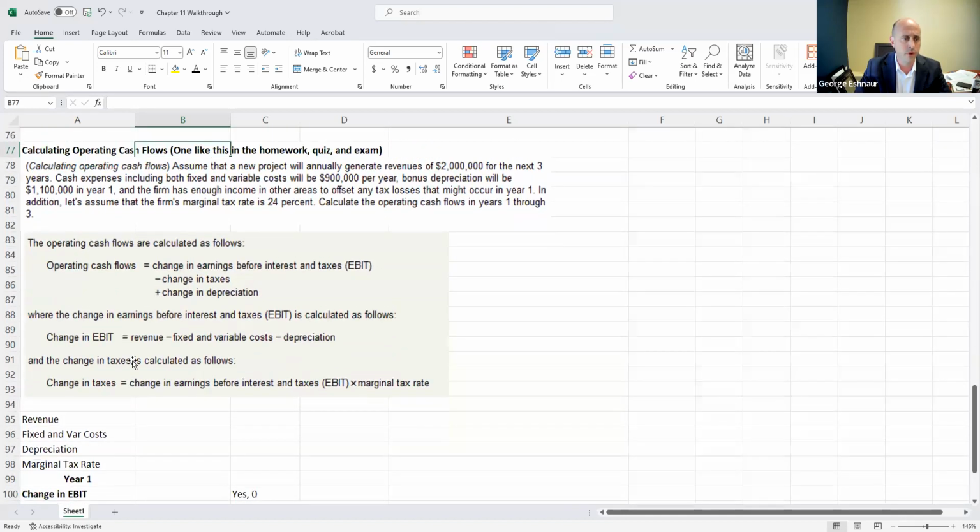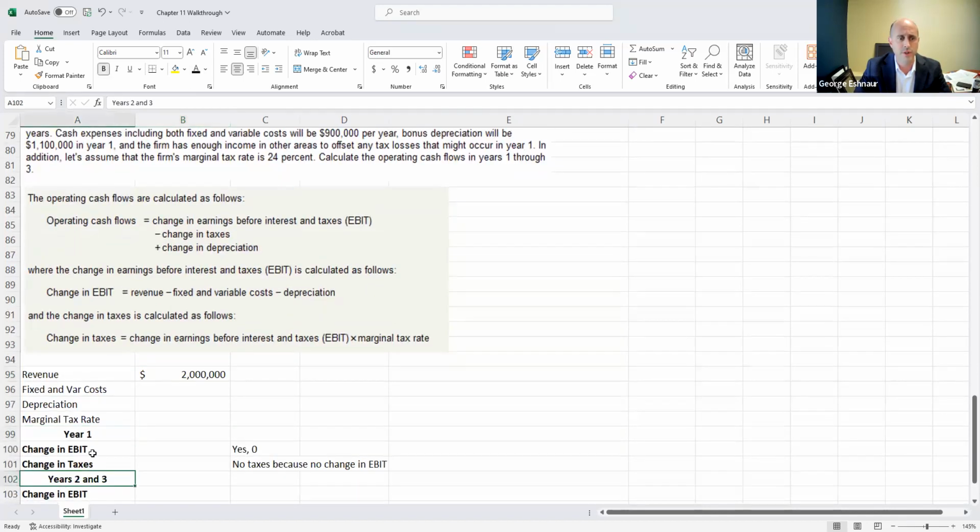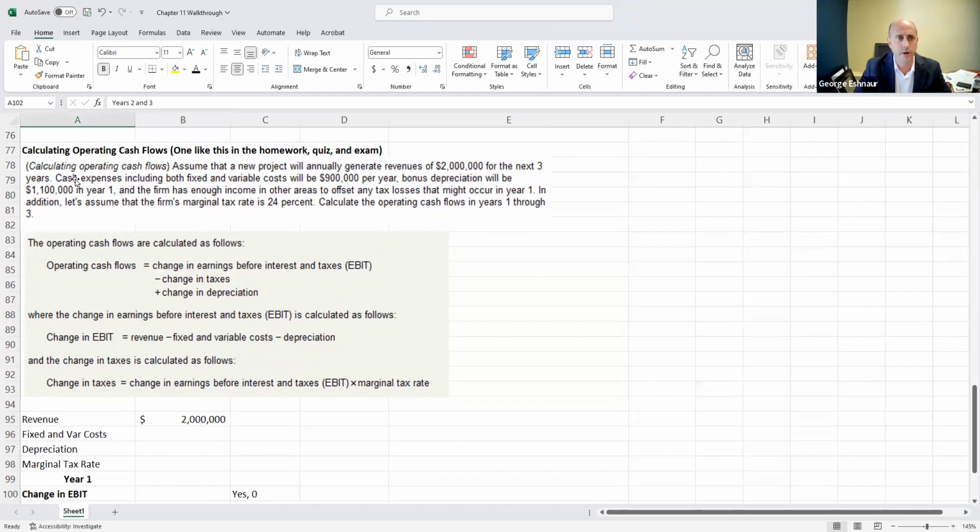So in the question, we have revenues of $2 million identified here. We got 3 years. Now this is going to be a little different. Year 1, and then years 2 and 3. There's a delineation in the question here because we're going to go ahead and take all of our depreciation in year 1. So that creates a different layout for year 1 than it does for the other years. We see that our fixed and variable costs are $900,000. And for this first, I'm just putting in the puzzle pieces at this point. Here's our depreciation, and then we have our marginal tax rate identified at 24%.